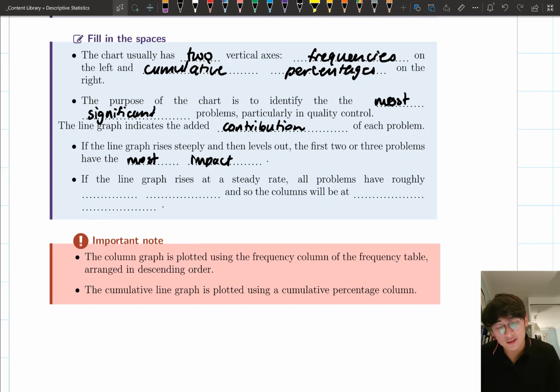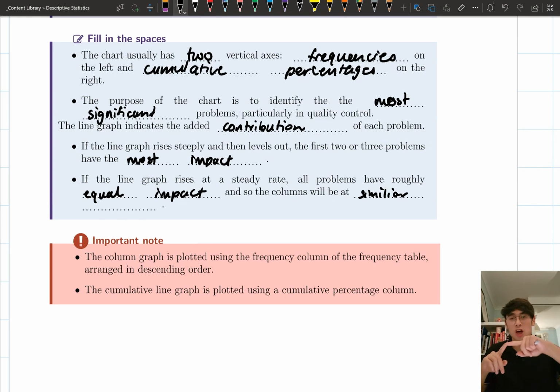If a line graph rises at a steady rate, all problems have roughly equal impact, and so the columns will be at similar heights. Unlike the one we looked at on the following page, if the columns have roughly the same heights and the Pareto chart goes up at an even rate, it means they all have the same impact, and there's no major single contributing factor to our quality control. The column graph is plotted using the frequency column of our frequency table, arranged in descending order, and the cumulative line graph is plotted using the cumulative percentage column.